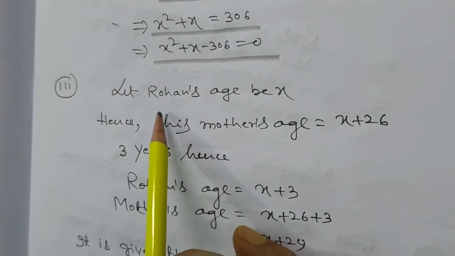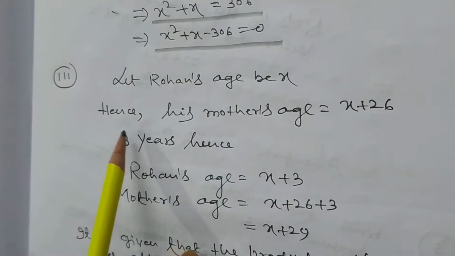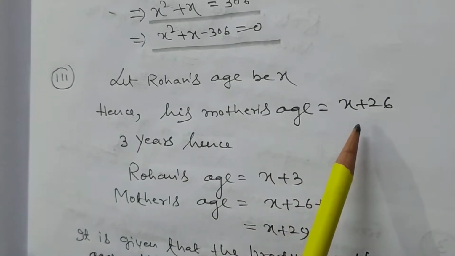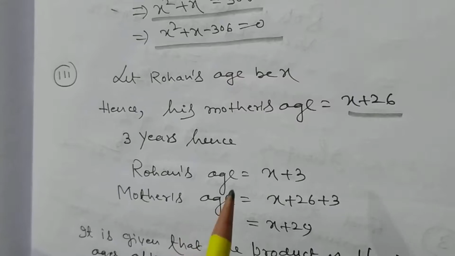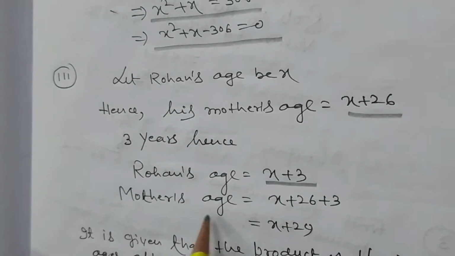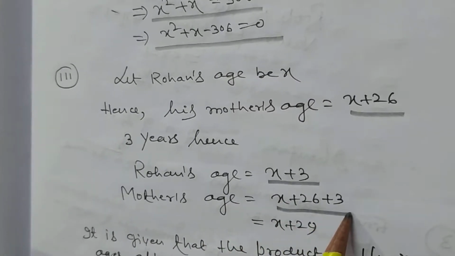Now, sub-problem number 3. Let Rohan's age be x. Hence, his mother's age is x + 26. Three years hence, Rohan's age will be x + 3. Mother's age will be x + 26 + 3.